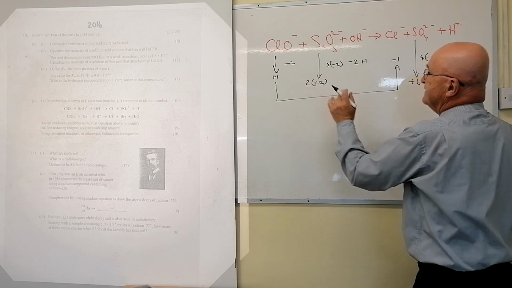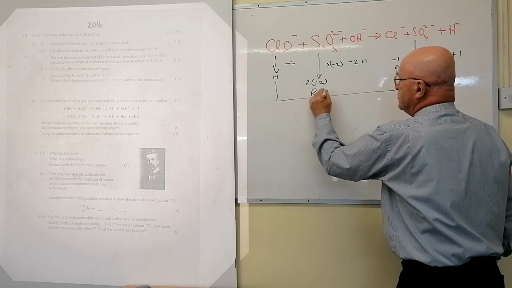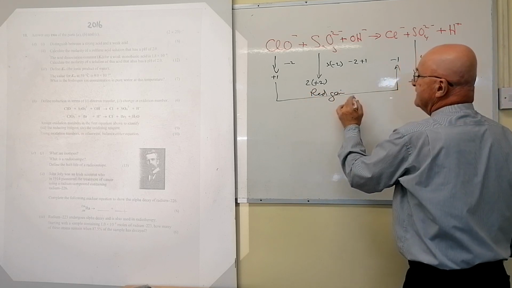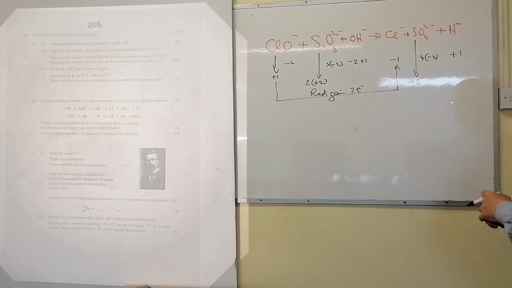Okay, no, sorry, it's decreased by 2, +1 to -1, decreased by 2. That's reduction, that's a gain, and it's a gain of 2 electrons. Are you okay? +1 and -1. Be careful with that now, okay? Gain of 2. It's reduction, and reduction is a gain, and that's fine.